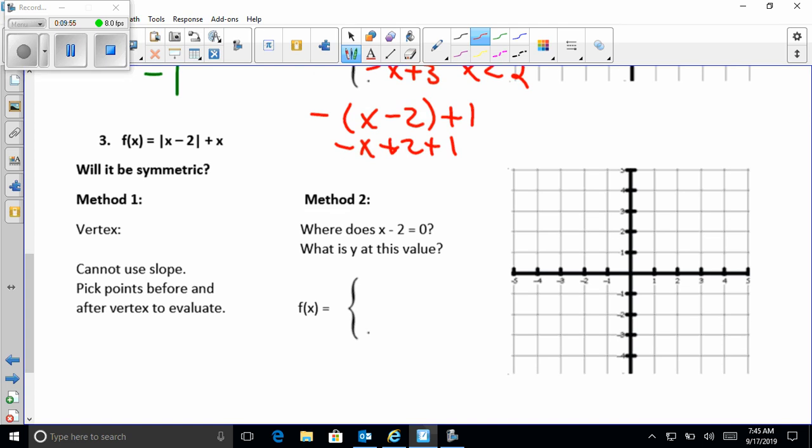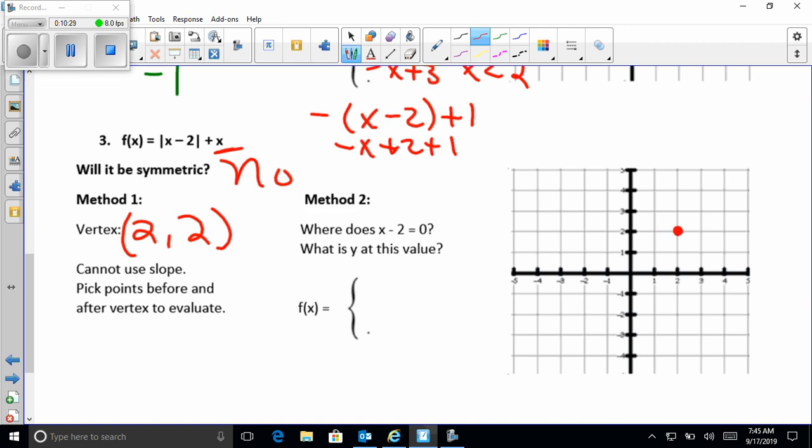And then we get to number 3. And this is where piecewise is probably more efficient. Is this going to be symmetric? It's not, because I have that variable outside of that absolute value. So method one would be to just do your vertex again. If I look at where it would center, this would be at 2. But if I plug in a 2, I get 2 for my y. That makes sense. So (2, 2) is going to be my vertex.